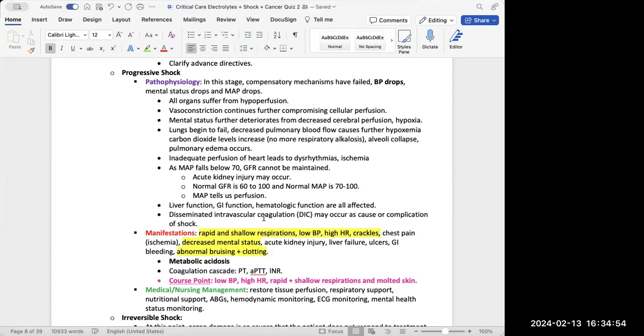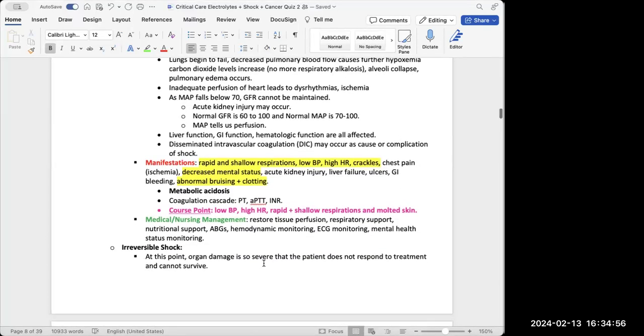As well as potential abnormal bruising and clotting. And one question that I saw was like, which stage is this person in? All it said was a low blood pressure, like it had a number for a low blood pressure, a higher heart rate, like above 100. It said shallow respirations and mottled skin. Okay, so I just want you to know these very typical manifestations that represent these stages.